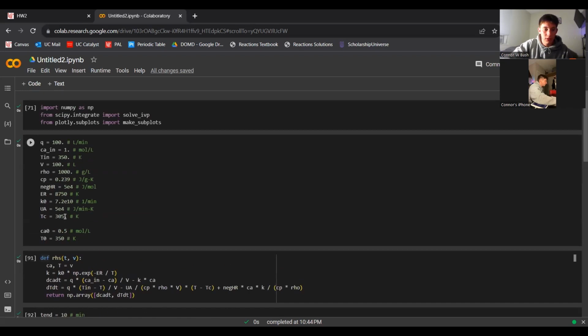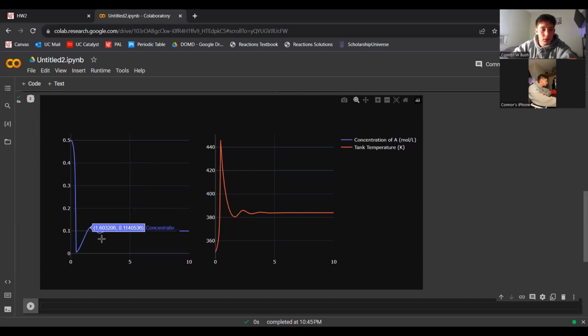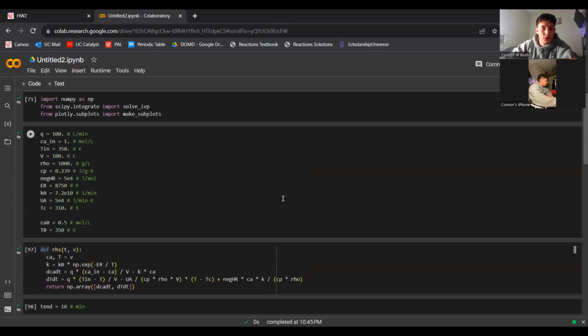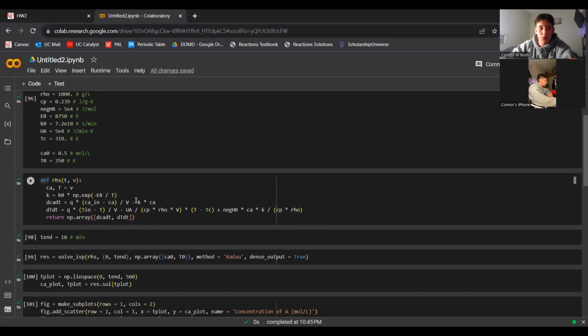However, if we increase it just a little bit more, you can see that we do ultimately reach a new steady state, around 0.1 for the concentration of A in moles per liter, and a temperature of around 383 degrees Kelvin. So that's our simulation of the concentration and temperature profiles, looking at a dynamical system for a CSTR with a cooling jacket as we manipulate the cooling temperature. So yeah, thank you guys.